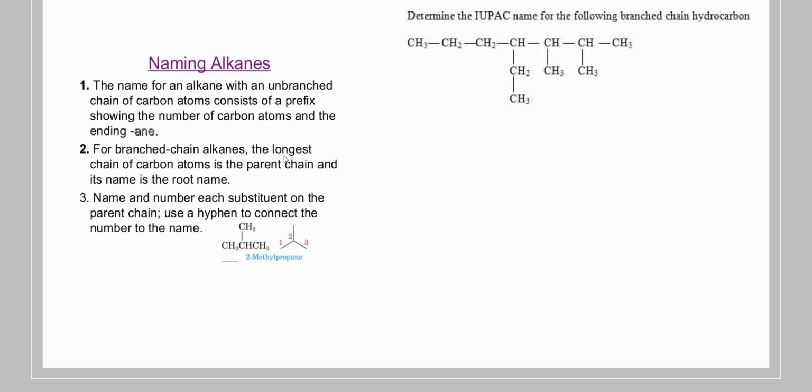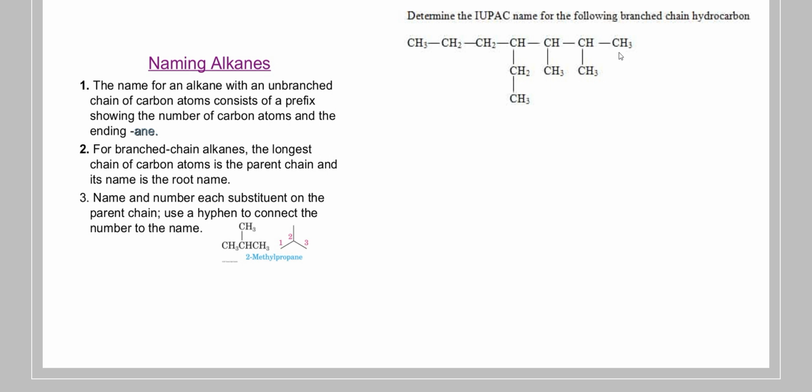Let's see how to name compounds that have side chains. As you can see here, you have the rules. First of all, you have to find the longest chain. Which one is the longest chain in this case? Well, here 1, 2, 3, 4, 5, 6, 7 atoms of carbon. Then this is heptane.